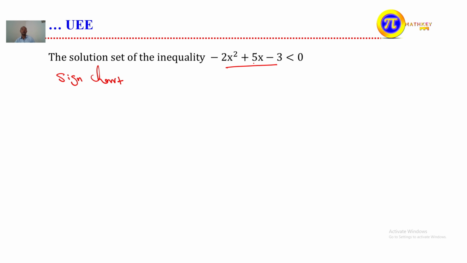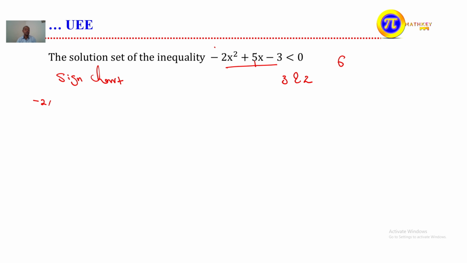So you try to find two numbers whose sum is 5 and whose product is A times C. Here A is negative 2 and C is negative 3, so that is 6. So we have two numbers, 2 and 3, whose sum is 5 and whose product is 6. So use these.